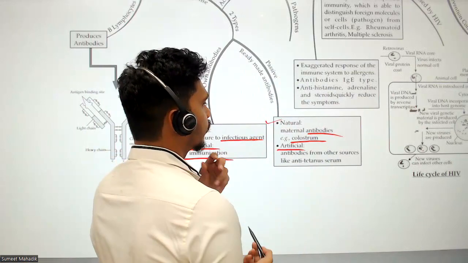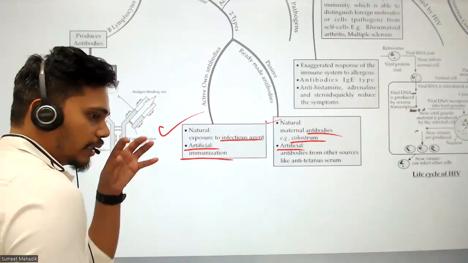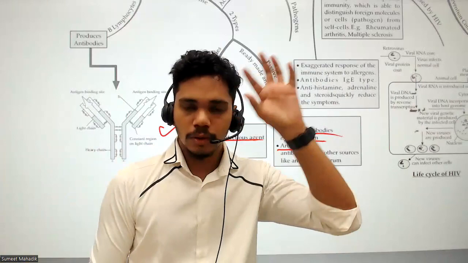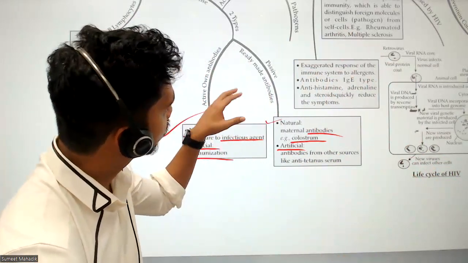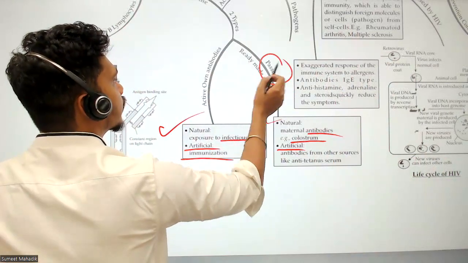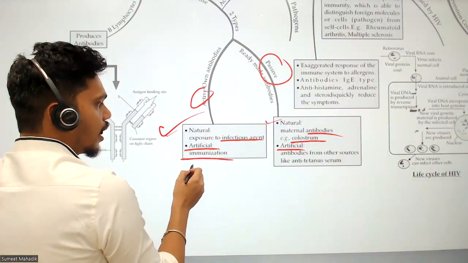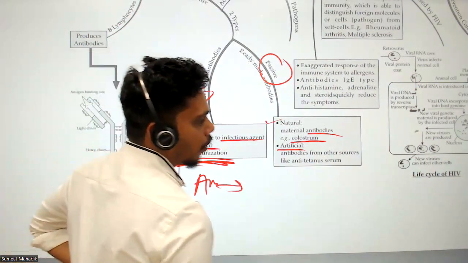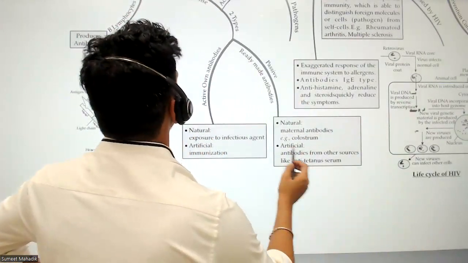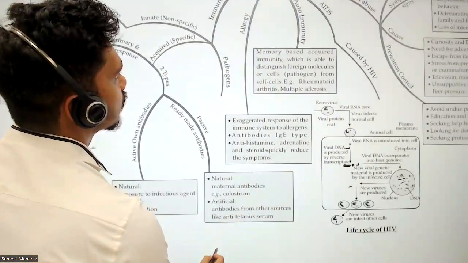And artificial can also be given. If the blood contains the antibodies, they go from mother to the baby. It's innate immunity. Okay, and artificially also given. That's why we talk about the passive here. Active is natural exposure. Immunization is the process where antibodies are introduced into the body. Correct? Yes or no? We have done with this.